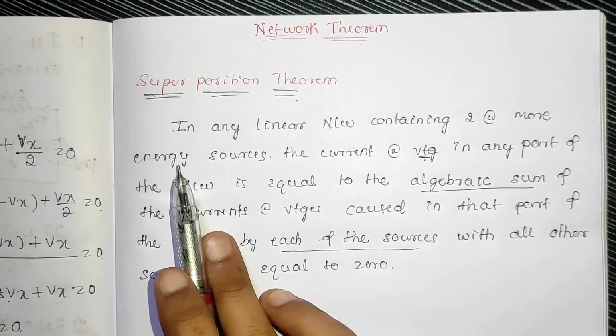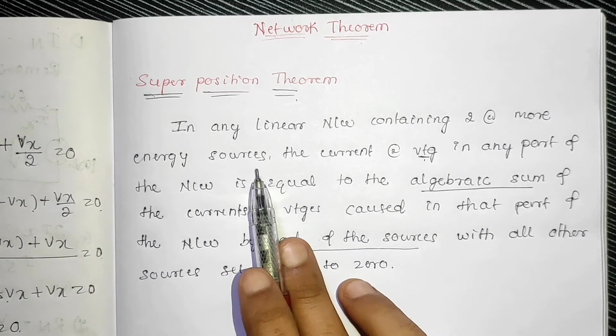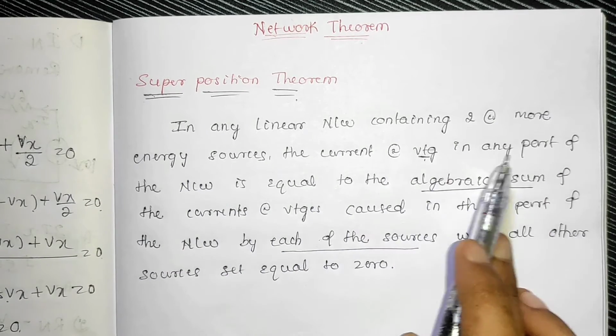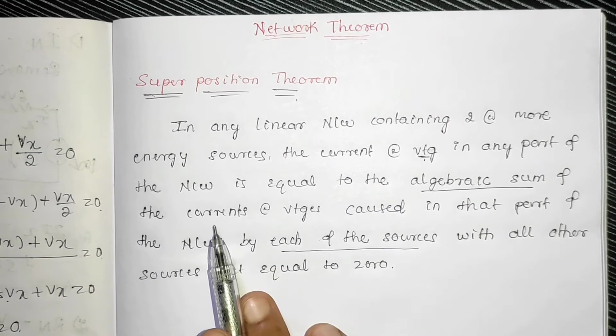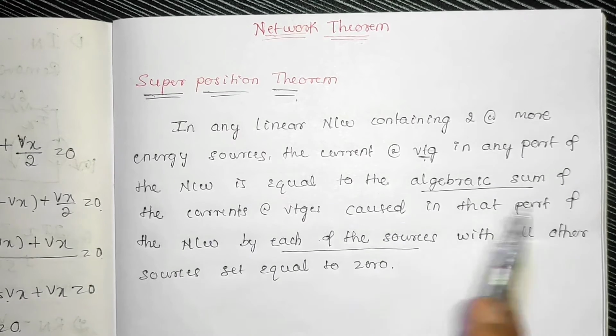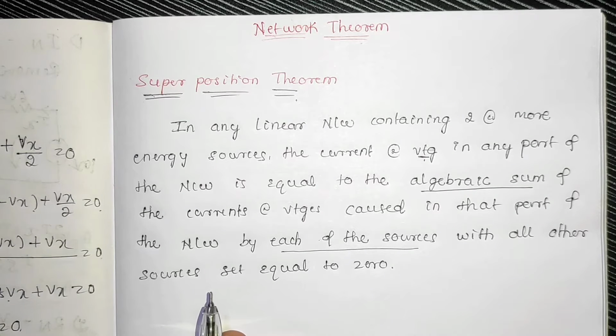So this is the statement. In any linear network containing two or more energy sources, the current or voltage in any part of the network is equal to the algebraic sum of the currents and voltages caused in that part of the network by each of the sources, with all other sources set equal to 0. Okay, so let's discuss this theorem with some examples.